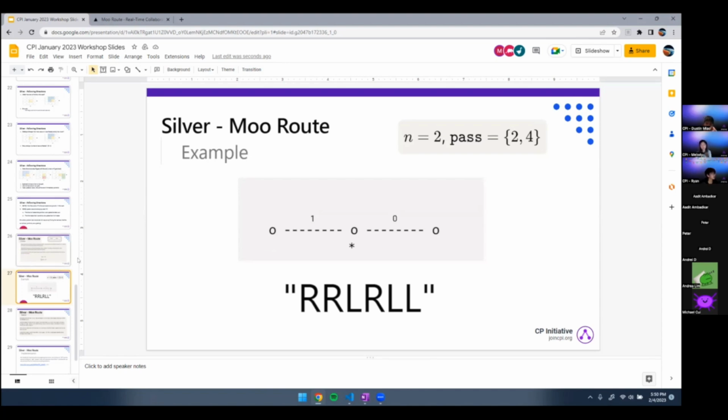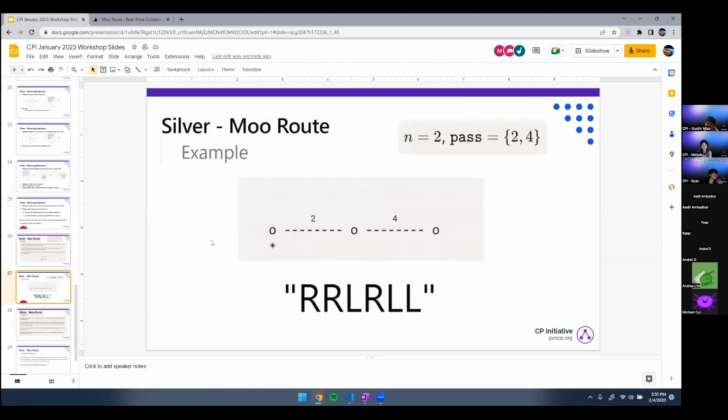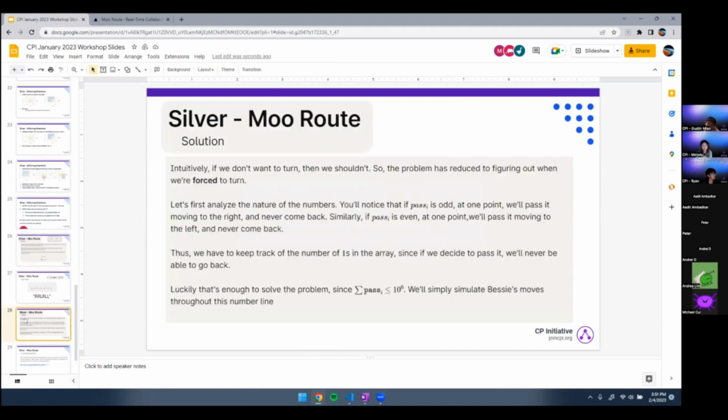And then earlier, a path which minimizes the number of turns that she makes, that's just like saying how many times is she going to go right, left, or left, right. So here it's going to be right, left, right, left. And so the cost for this is 3. The idea behind this is that if we don't want to turn, then we shouldn't, because then we could decrease the value of more of the nodes in the future while doing the same number of turns.